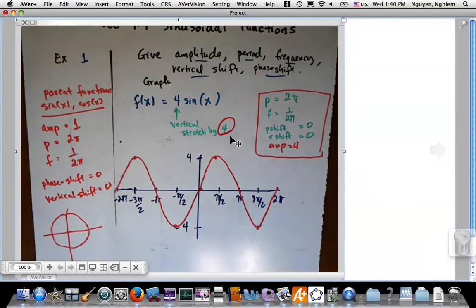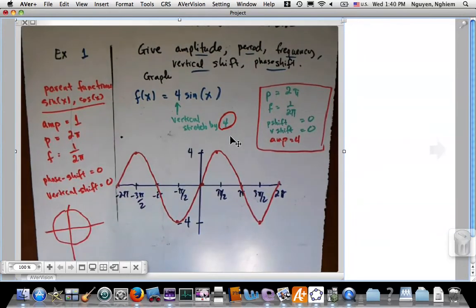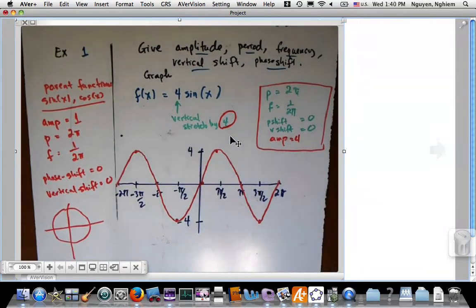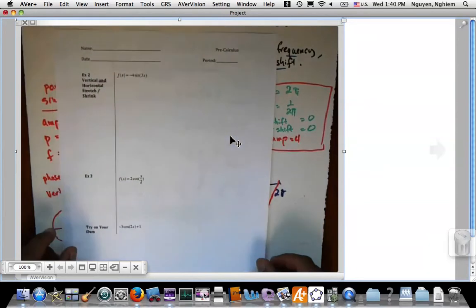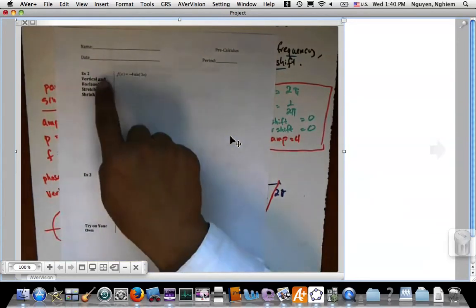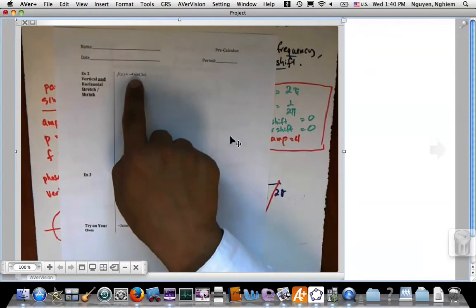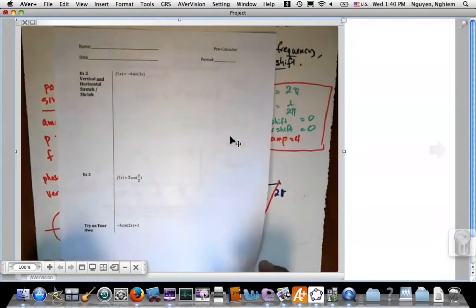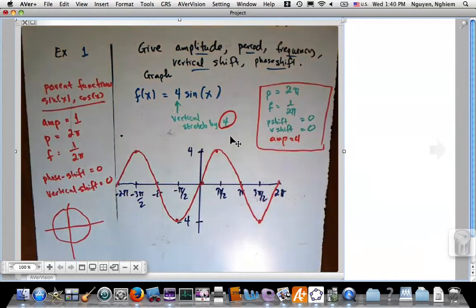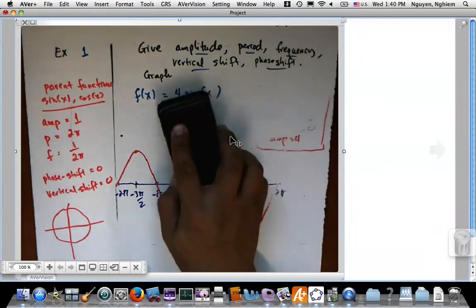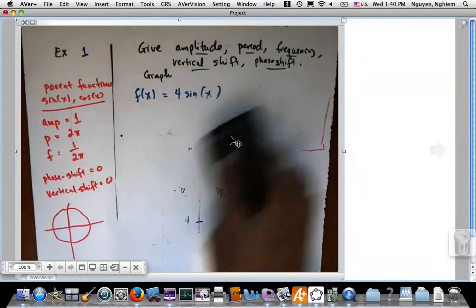All right, so that answers that question. Let's continue and let's look at a couple other examples. So I'm going to post up here. This is example 2. And this time it involves vertical stretch, horizontal stretch, and shrink. So it has -4 sine of 3x. Okay, so I'm just going to erase this, and I'm going to leave all this stuff the same.